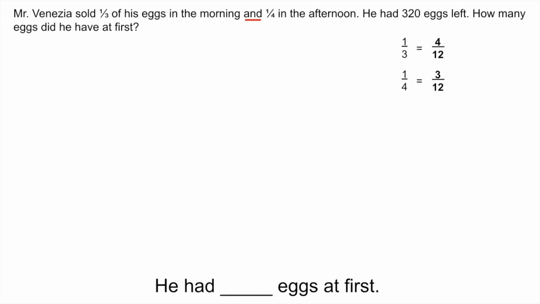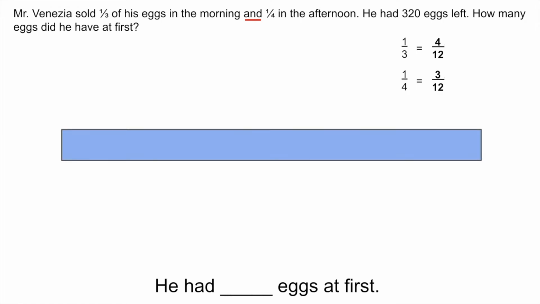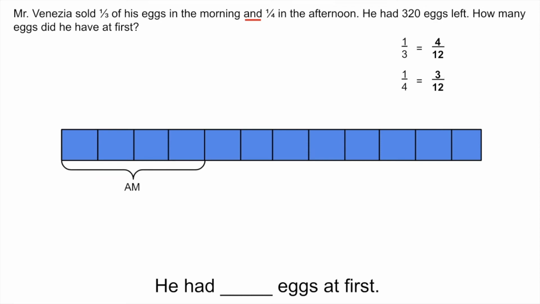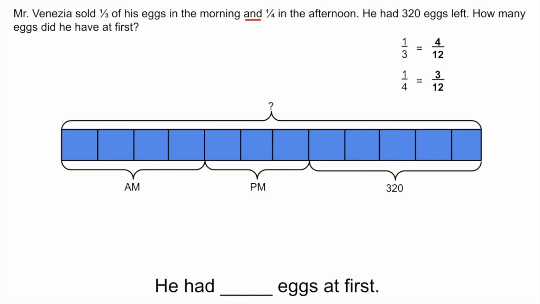Now that I have 1/3 and 1/4 written as equivalent fractions with 12 as the denominator, now I can show both on the same bar. So I'm going to draw a bar and I'm going to break it up into 12 parts. 4 of those parts are what he sold in the morning. 3 of those parts are what he sold in the afternoon. It then tells me that he had 320 eggs left, and we want to know how many he had at first. So that means how many in all.